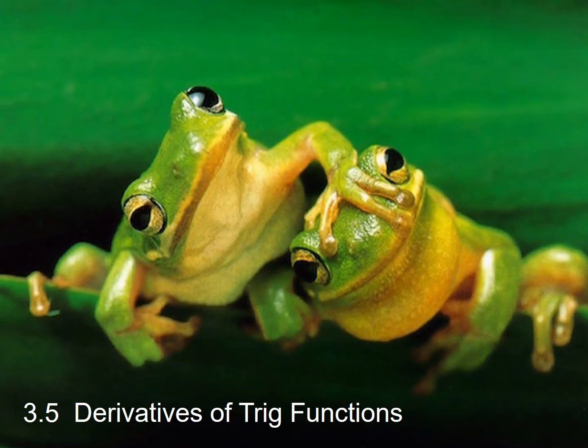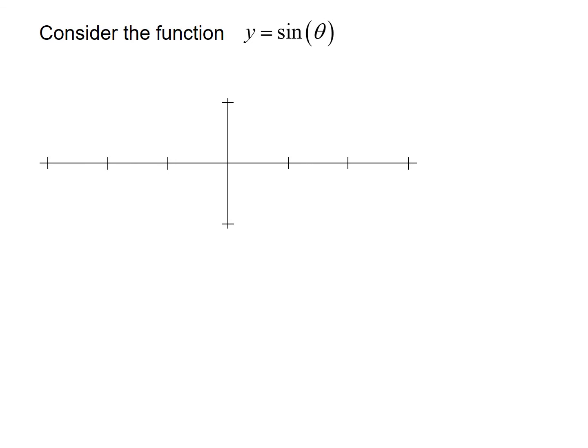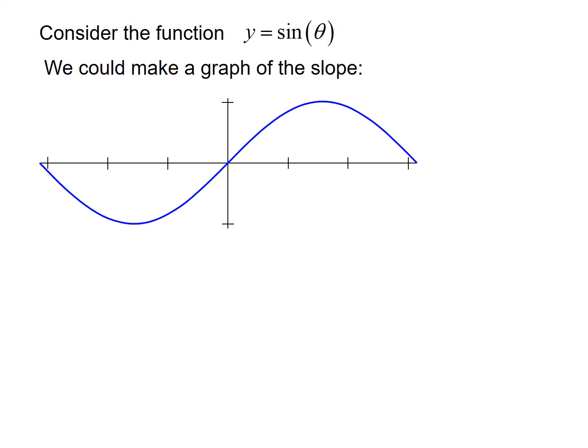All right, we're going to take a look at derivatives of trig functions. So if we look at sine of theta and think of the slope, because we're talking about the derivative, we want to find the derivative of sine, we want to think about the slope. When theta equals negative pi, the slope appears to be about negative 1.